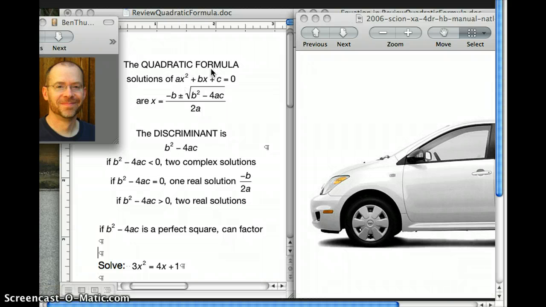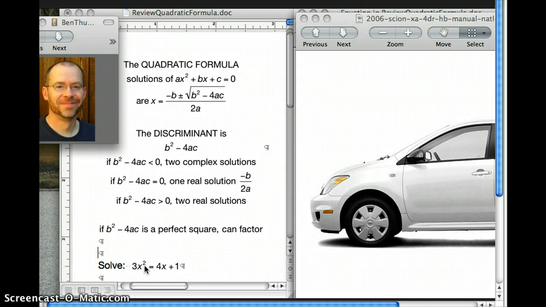Of course, the formula says that for any quadratic equation, a second degree equation in one variable, if you put it in standard form, ax squared plus bx plus c equals 0, then the solutions are x equals the opposite of b plus or minus square root of the quantity b squared minus 4ac divided by twice the leading coefficient, 2 times a. Let's look at an example, solving 3x squared equals 4x plus 1.